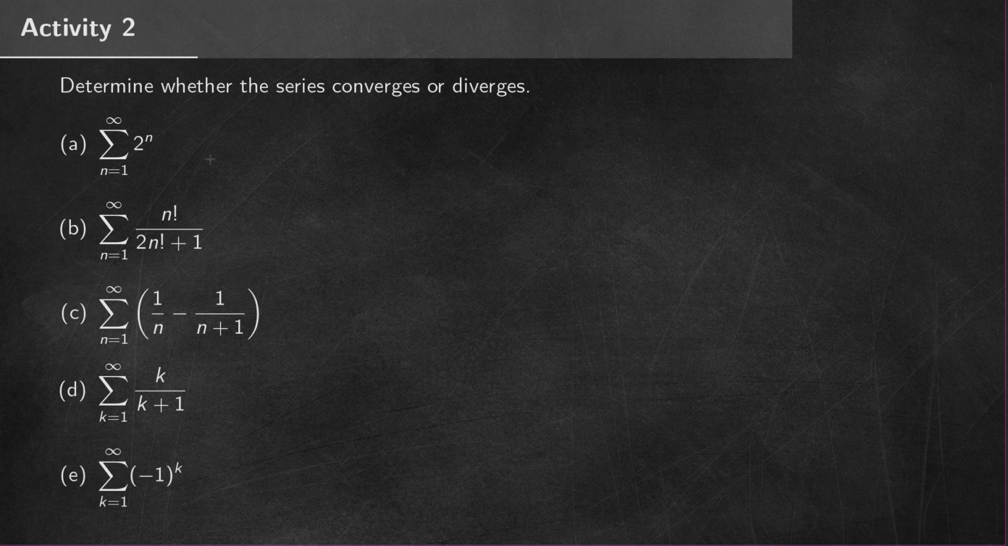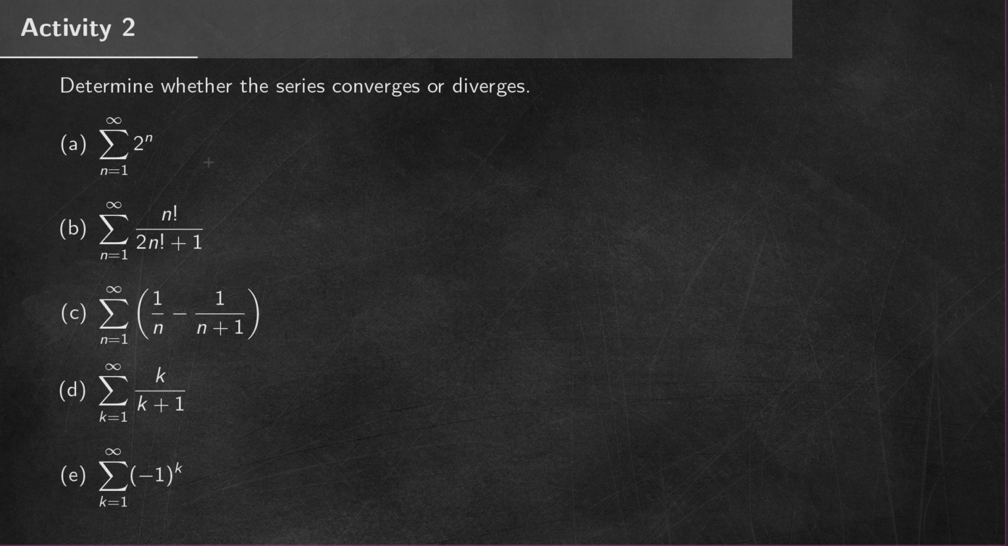Determine whether the series converges or diverges. So it's not a bad idea to always try the nth term test as a starting point, unless you look at your series and right away you recognize it as one of our special types, like a geometric series, for example. So part A is a geometric series.